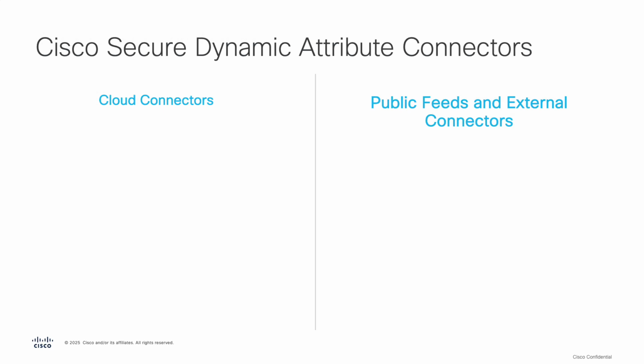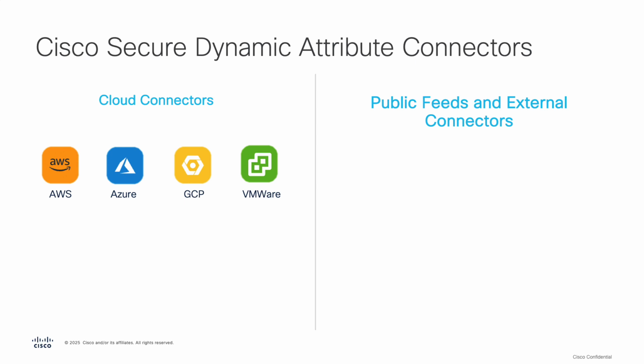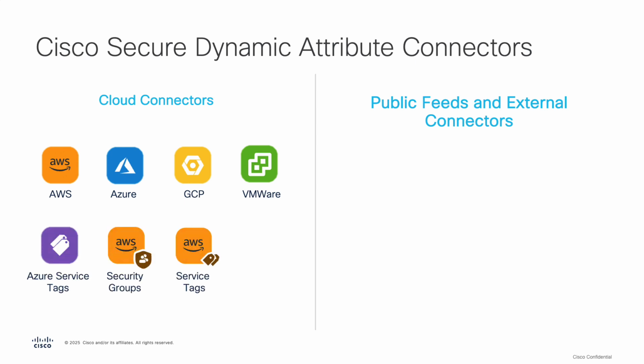Before we dive into the configuration of the ACI connector, let's take a look at the broad ecosystem of integrations supported by CSDAC. The cloud connectors allow CSDAC to ingest metadata from leading cloud platforms like AWS, Azure, and Google Cloud, as well as virtualization platforms such as VMware. CSDAC can also integrate with Azure and AWS service tags, as well as AWS security groups. We've also recently added support for multi-cloud defense, enabling greater visibility and control across hybrid and multi-cloud environments.